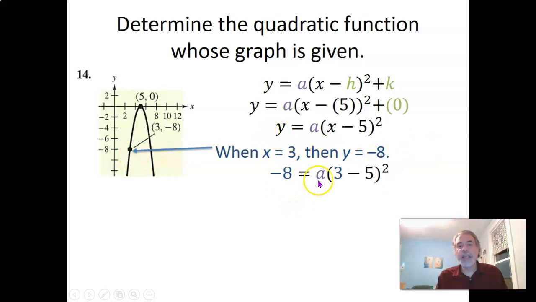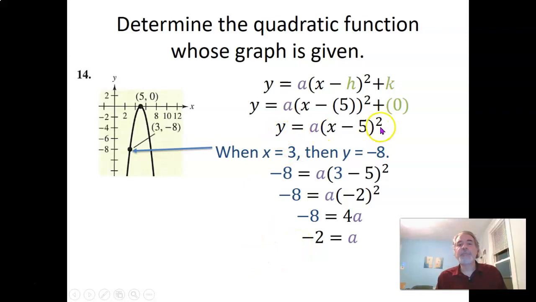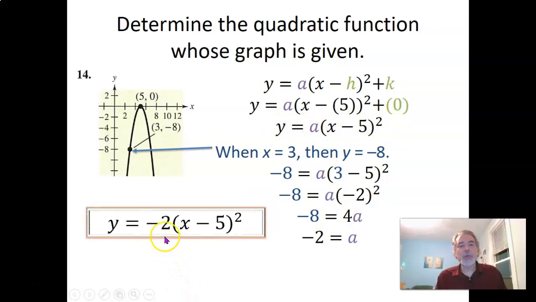So negative 8 equals a times (3 minus 5) squared. Well, 3 minus 5 would be negative 2. Negative 2 squared would be 4. So 4 times a has to equal negative 8. Therefore, a has to equal negative 2. And I can come back up here and rewrite this equation, but with the actual number negative 2 in place of that letter a. So y equals negative 2 times (x minus 5) squared.